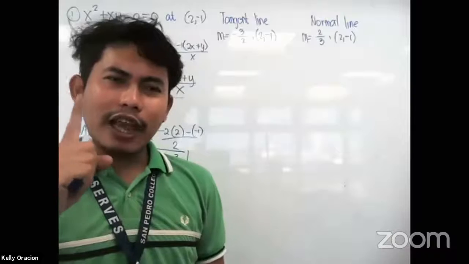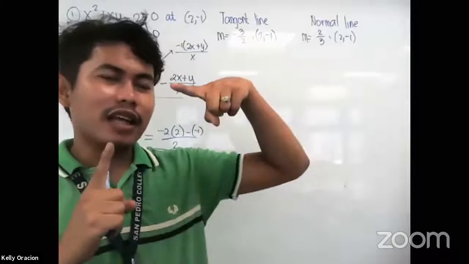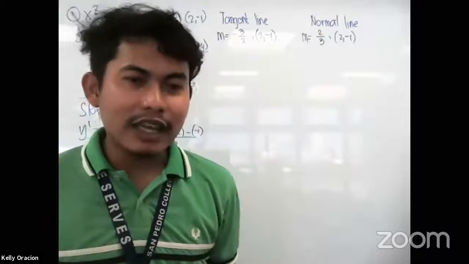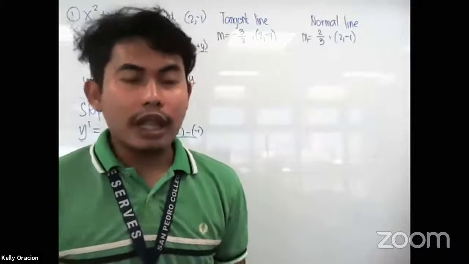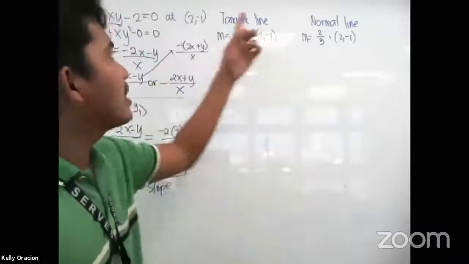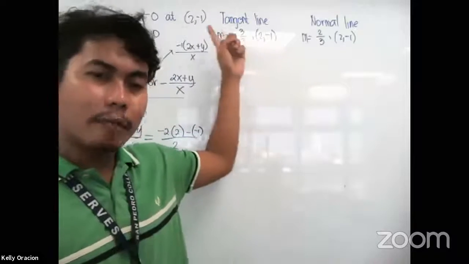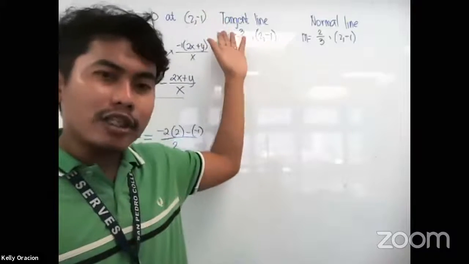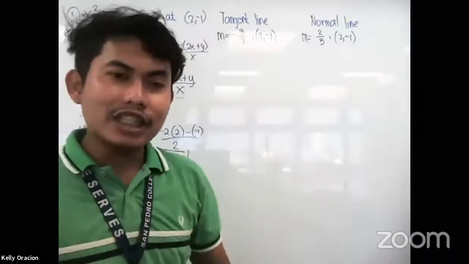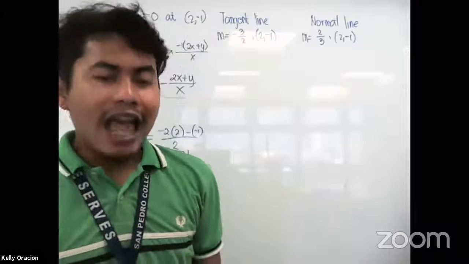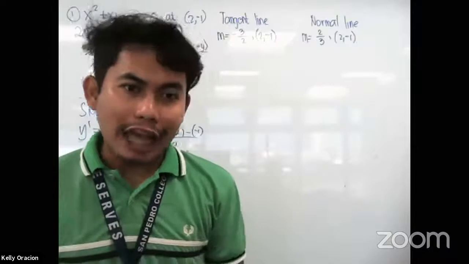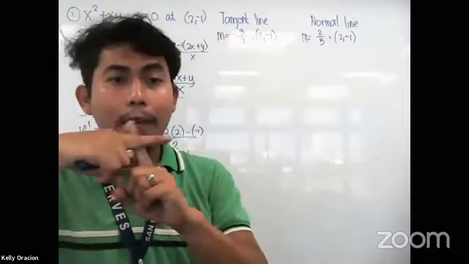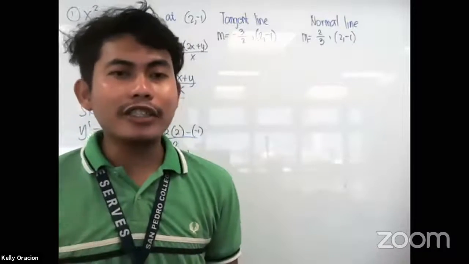If this is the tangent line and this is the normal line, they will intersect. Okay? They will intersect at what point? Mag-intersect sila sa point kung saan sila common point. The point is (2, -1). They will meet each other at (2, -1), and they will form a perpendicular line. Your tangent and the normal line will form a perpendicular line and they will intersect at this point.